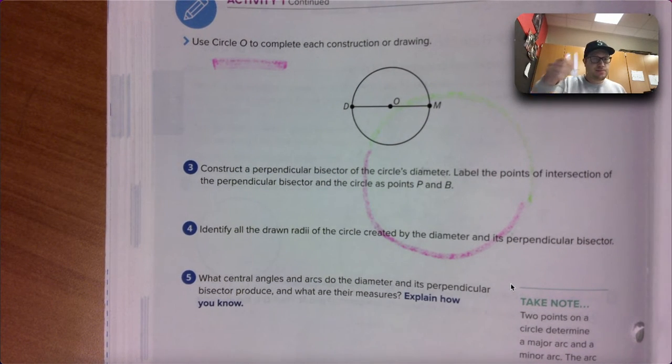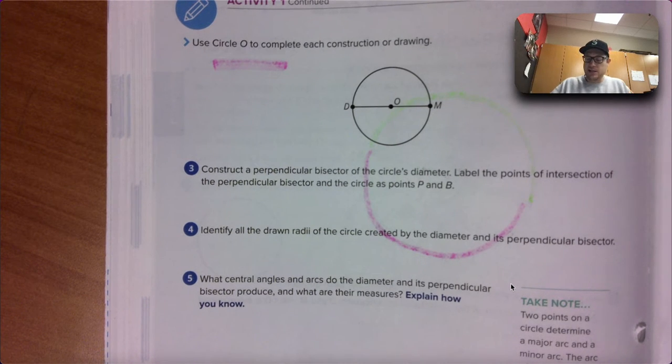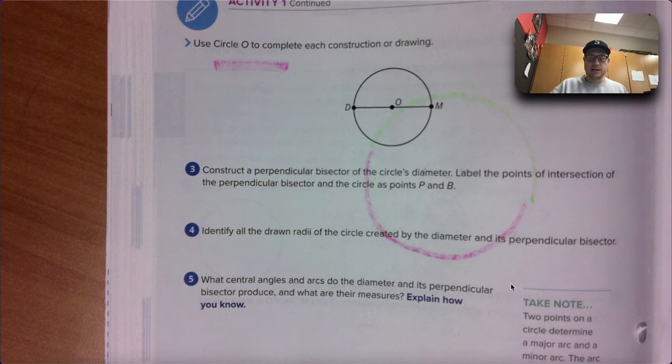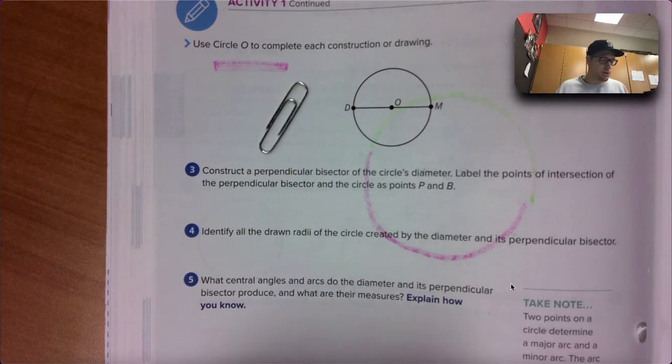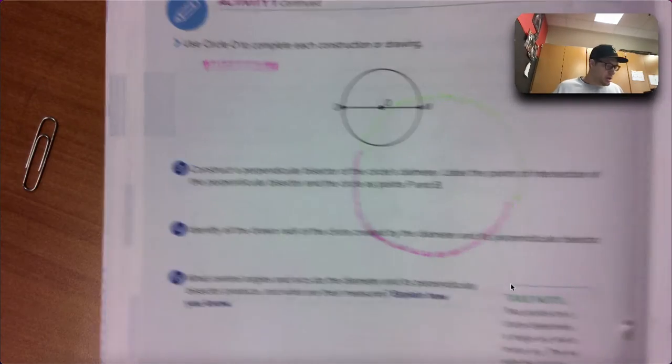I have a compass, a straight edge, some highlighters, and, just in case I have to, a paper clip to help me draw a circle, and a pencil. You should probably have the same thing. Let's go through page 204.